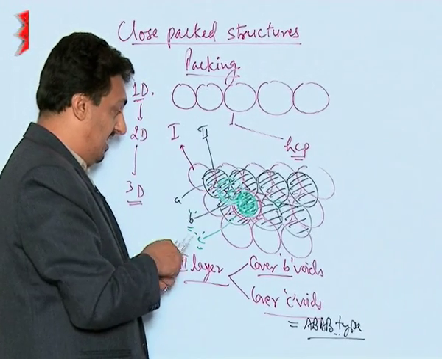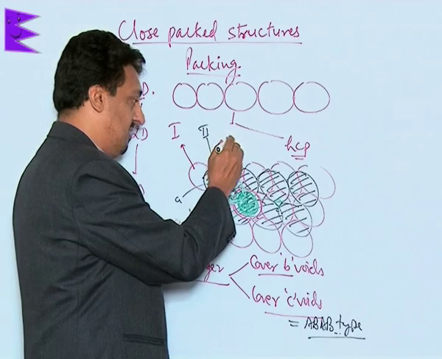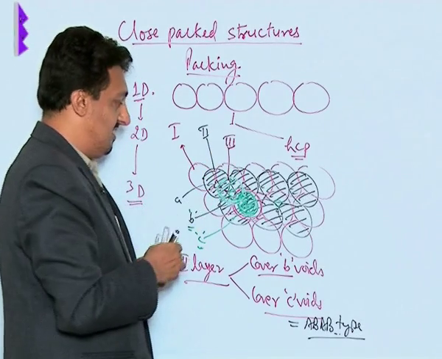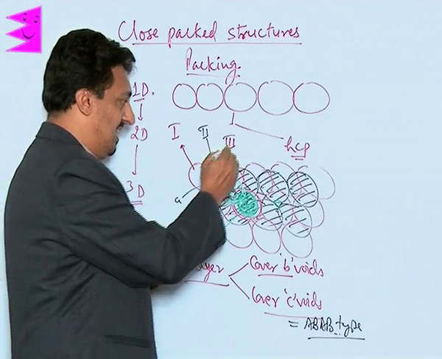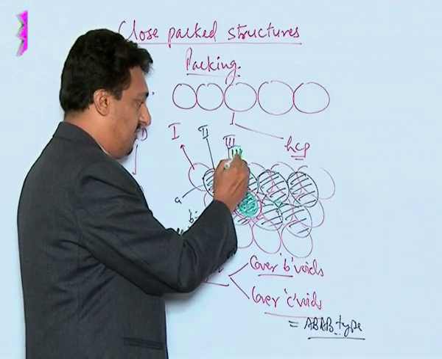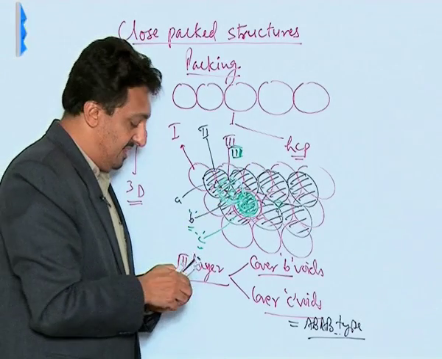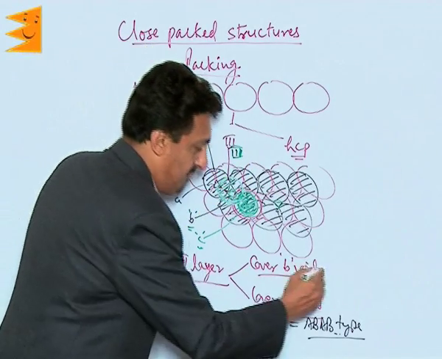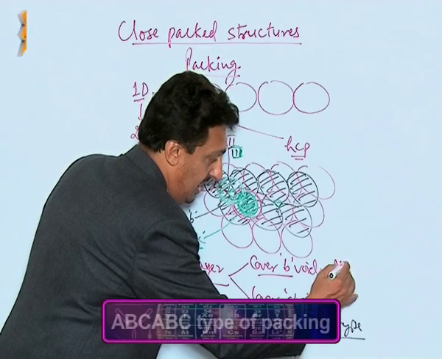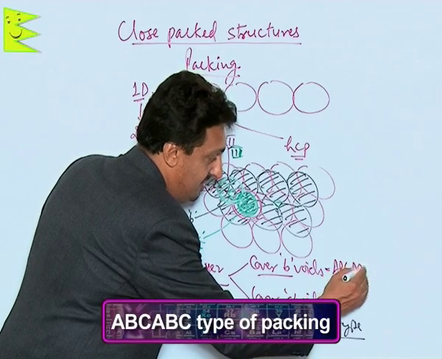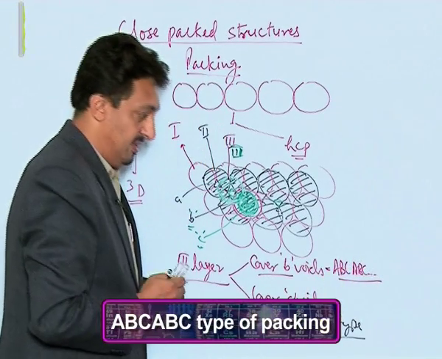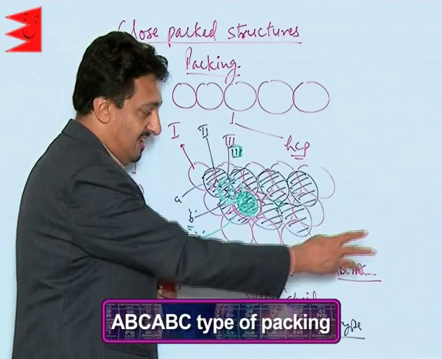even this third layer is not resembling the first or second layer. So this third layer is very different from your first and second layer, and all these three layers are different. That's why this B type of packing leads to the formation of ABC type of packing, in which the first three layers are different.